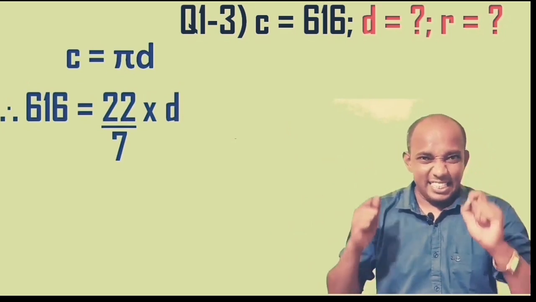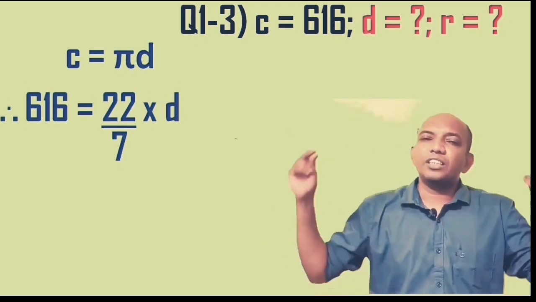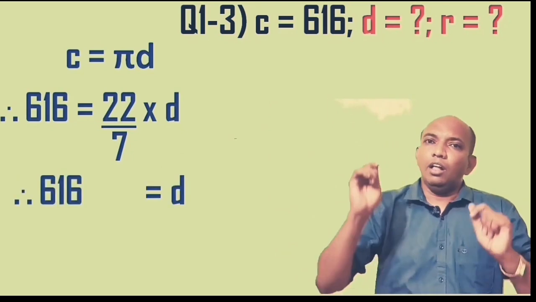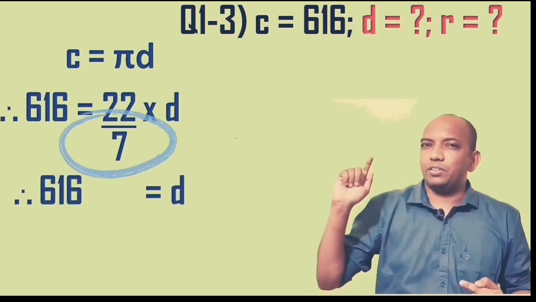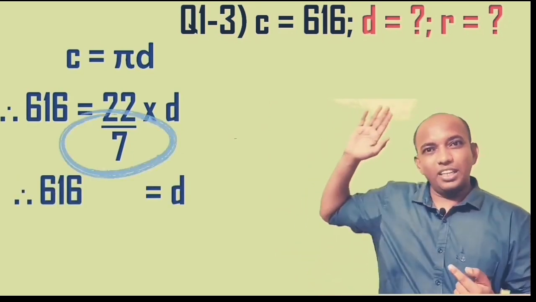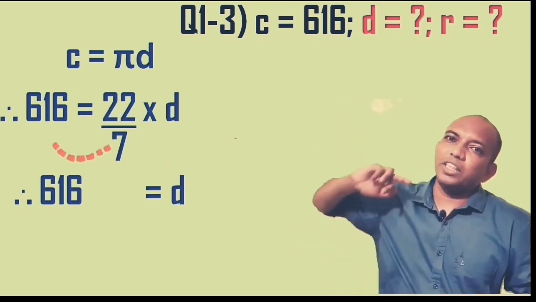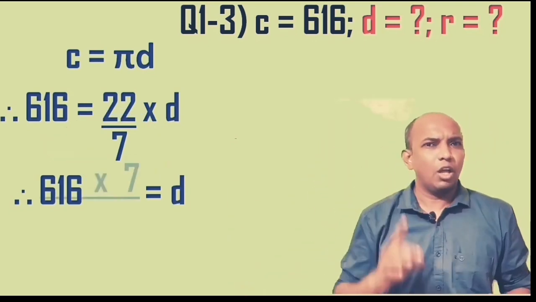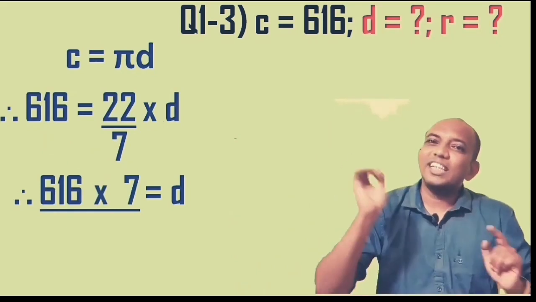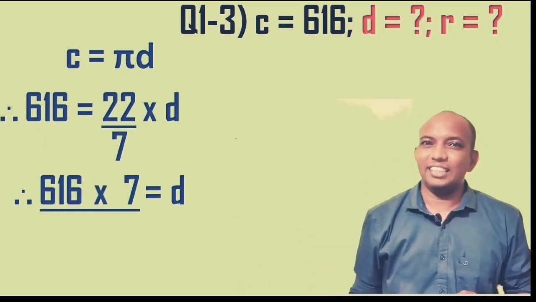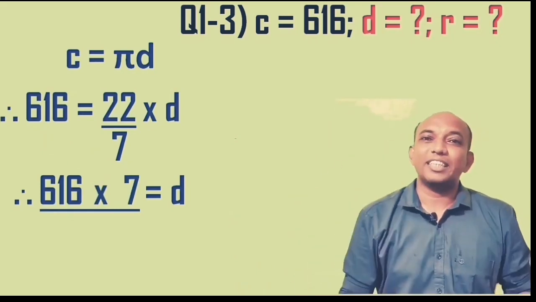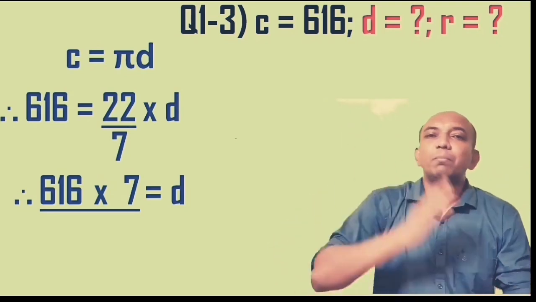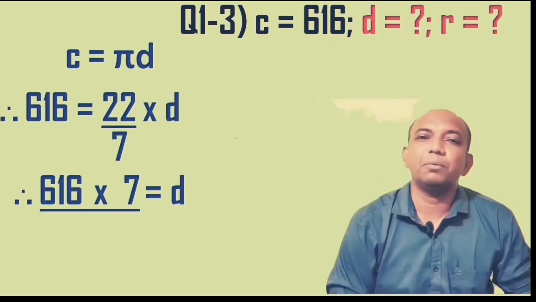Now, here is the tricky part. Very first, write that 616 and the d as they are. That 7 in the denominator on the RHS goes to the LHS, that is the left hand side, in multiplication with 616. Why in multiplication? Because that 7 on the RHS is present in the denominator, that is, in division. So when it changes sides of the equality, it goes into multiplication, correct? Always keep it in mind.